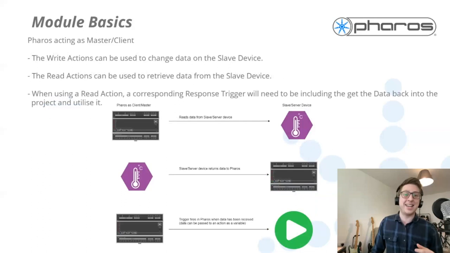When Pharos is acting as the master client, it's a little bit different. Pharos has the ability to read data from a device so it can find out what kind of state it's in. The slave or server device will then return that data to Pharos. And if Pharos needs to, it can then trigger from that device and run its own routine as well. So Pharos has the ability, as I've already said, to act as the client and the master, as well as the server and the slave. It can be used to read and write data, but it also can be used to trigger from data as well. So I'm just going to go ahead now and show you how you can get started with Modbus.